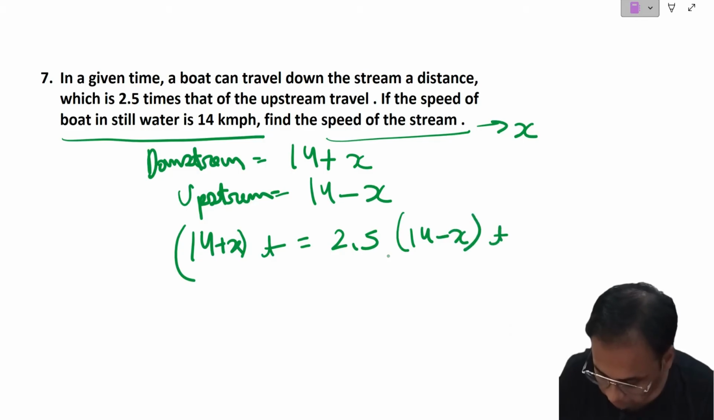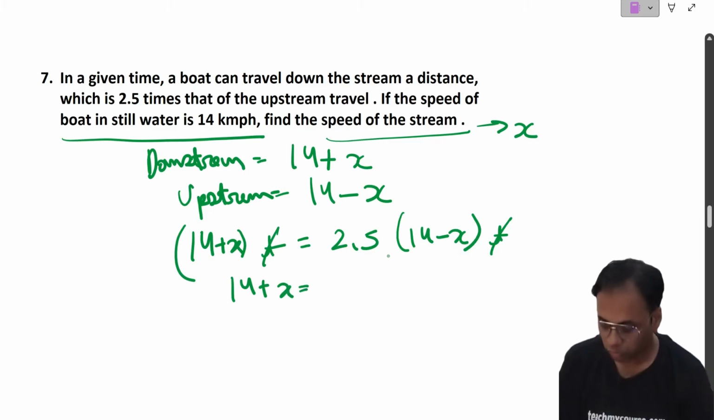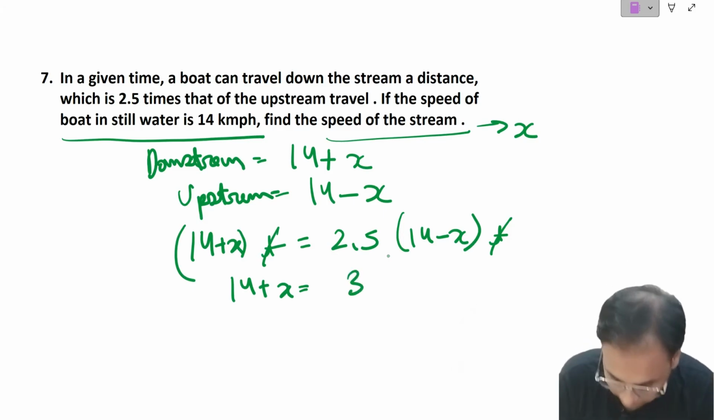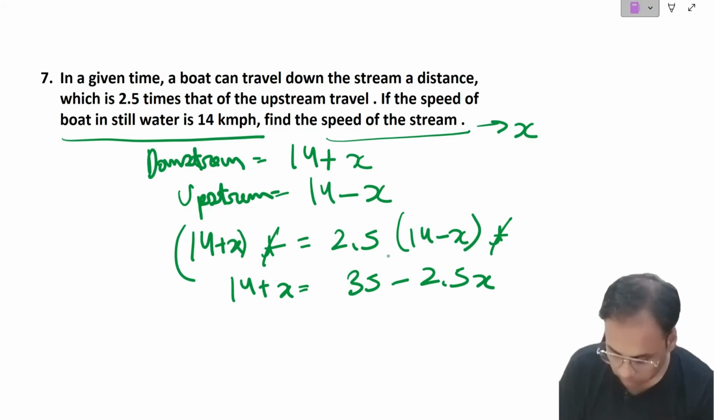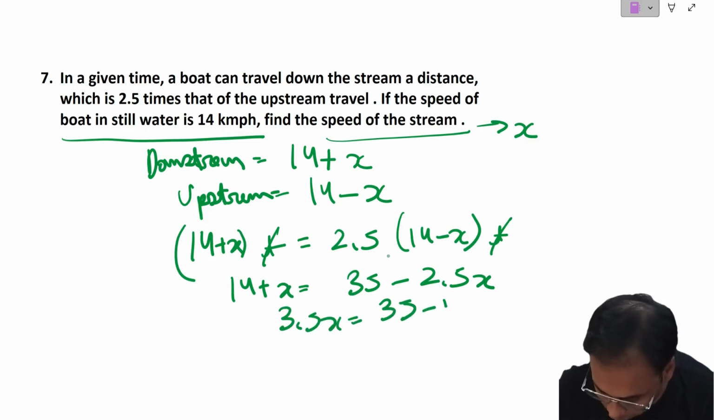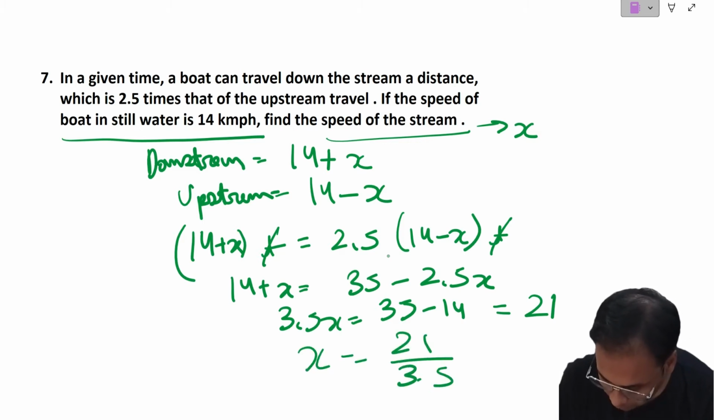Correct? So what we have, 14 plus x equal to 2.5 into 14 minus x. So what does that mean? It is like 35 minus 2.5x. So we have 3.5x equal to 35 minus 14, which is 21. So x is 21 divided by 3.5.